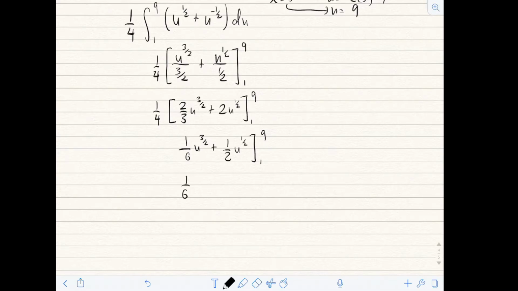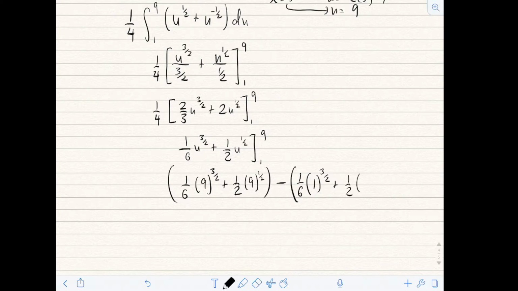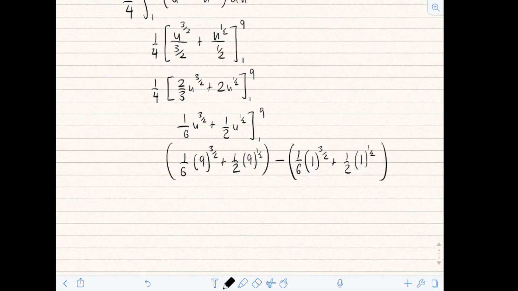So 1/6 parentheses 9 to the 3/2 plus 1/2 parentheses 9 to the 1/2 minus, and I need to keep that together. I'm going to write this as 1/6 1 to the 3/2 plus 1/2 parentheses 1 to the 1/2. Okay, let's evaluate this. This ends up giving me 3 to the 3rd power, which gives me 27. So it's 27 over 6 plus 3 over 2, minus 1/6 plus 1/2.